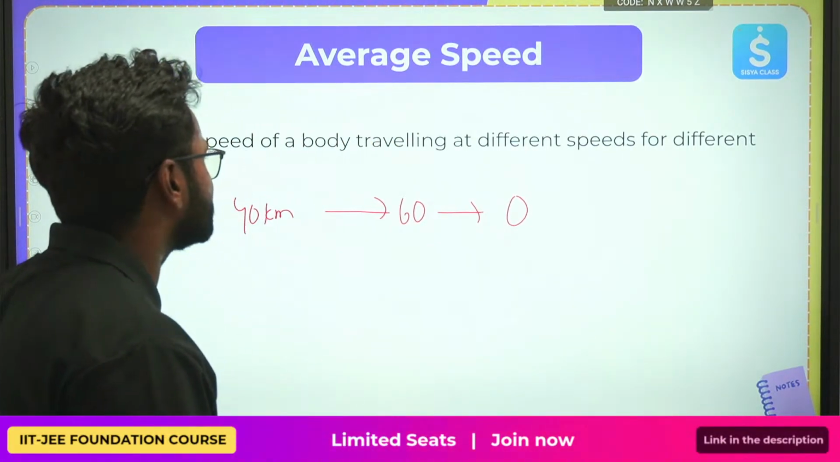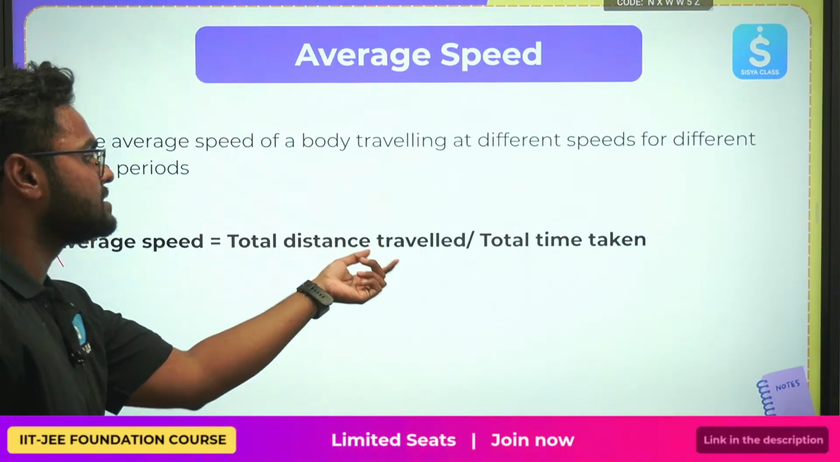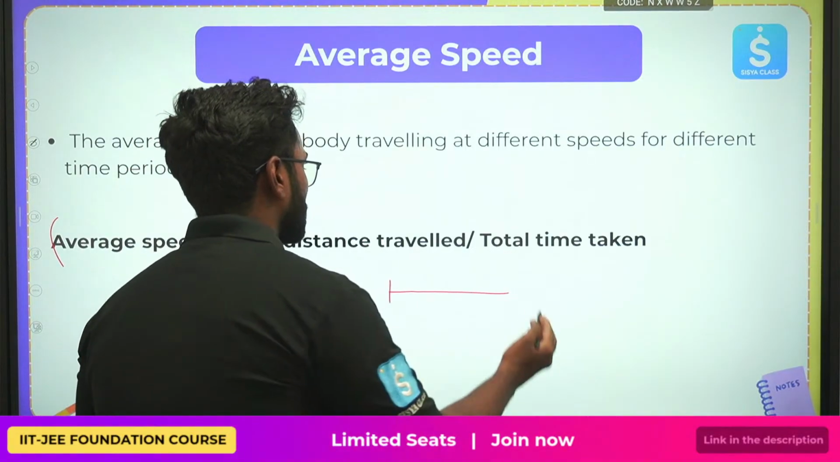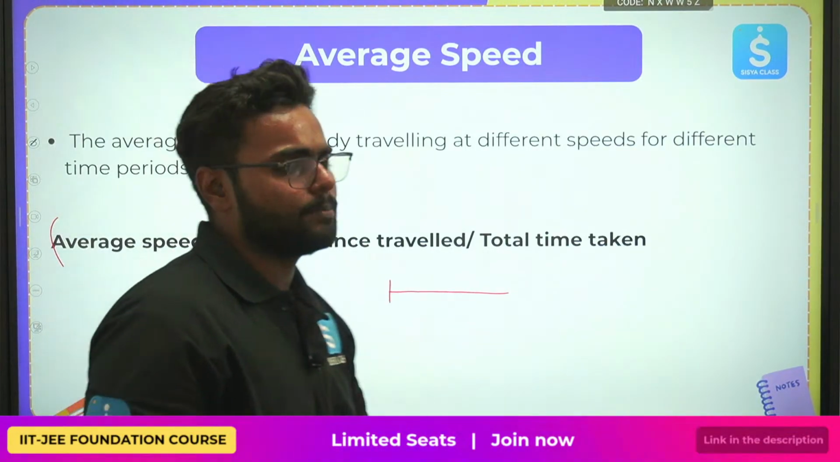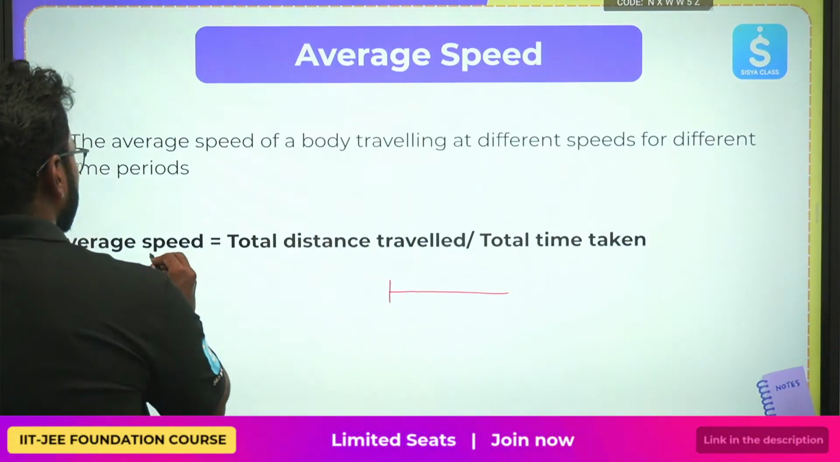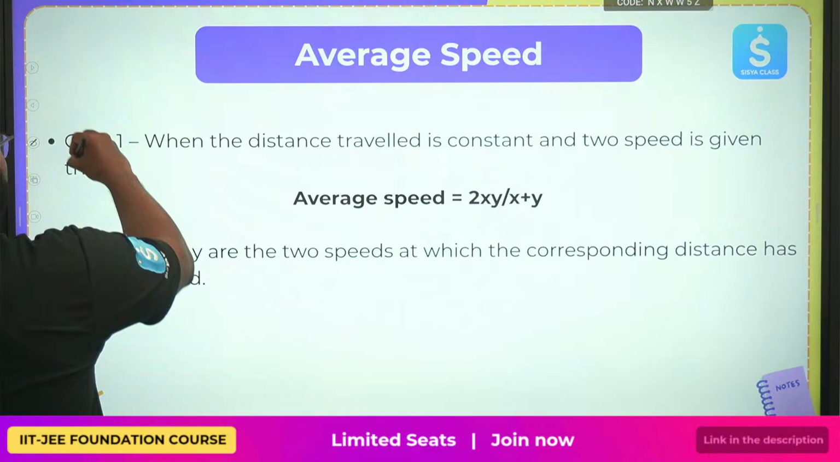It is simply given by distance upon time, right? So average speed is given by total distance traveled upon total time taken. So if you know the total distance you have covered and the total time you have taken, you would get the average speed, distance upon time. So next we have this important thing.